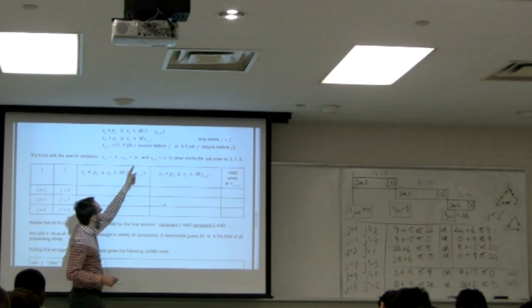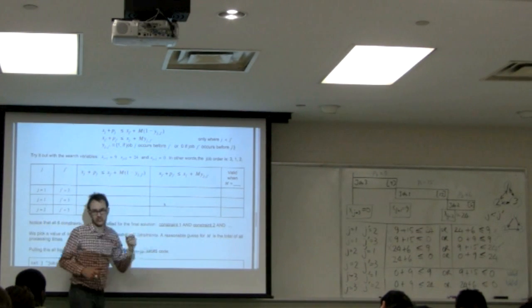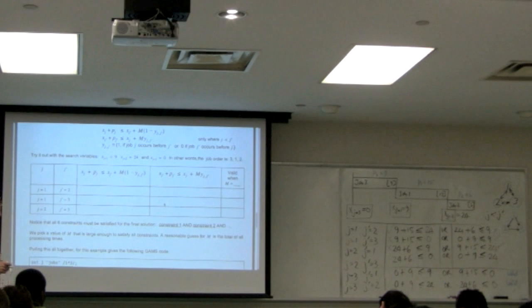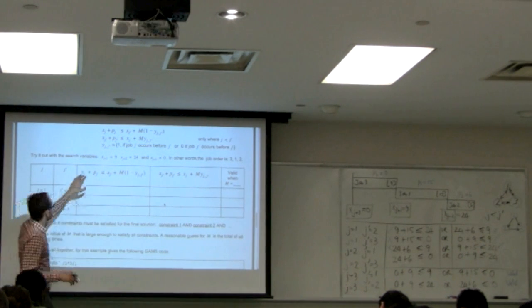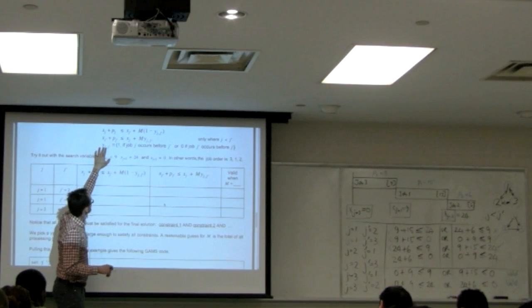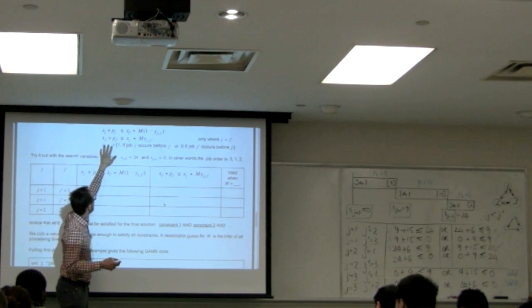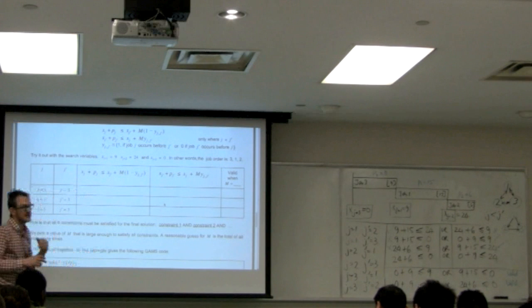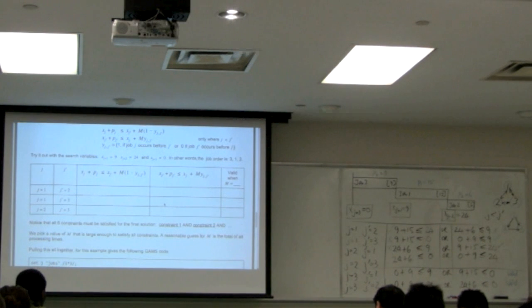1 minus an integer variable, y subscript j, j prime. OK, that's going to be the first half of the constraint. The second constraint pair is switched around like we have before: xj prime plus pj prime less than xj plus big M times yj, j prime. What is yj, j prime? Well, it's an indicator, a binary 0 or 1.